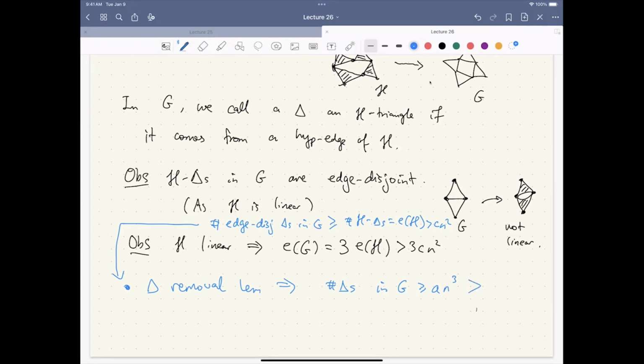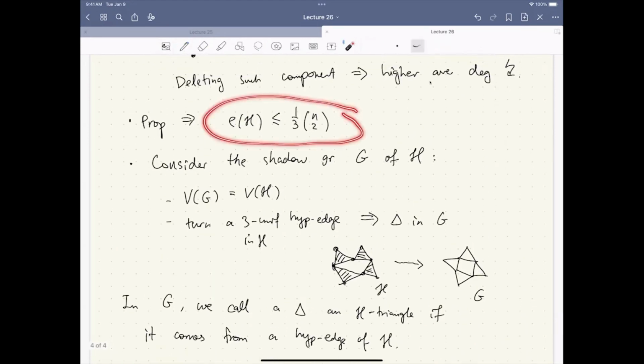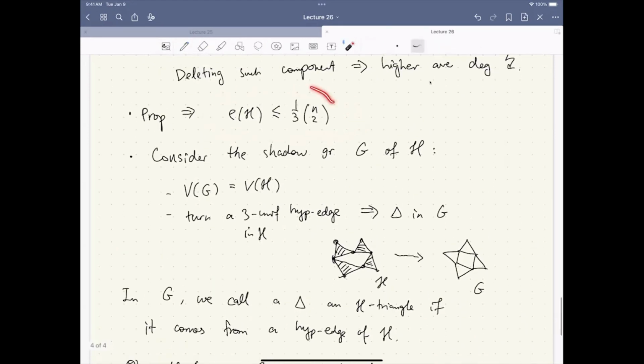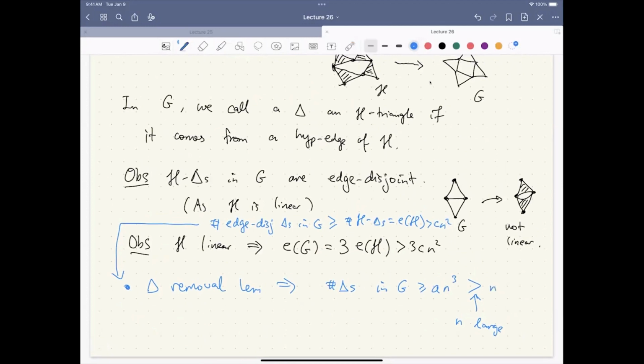And when n is sufficiently large, this is bigger than Cn squared, which is not bigger than Cn squared. It's bigger than this thing because H is linear, so it's bigger than quadratic. This is roughly n squared over 6, bigger than n squared, bigger than E of H because H is linear.